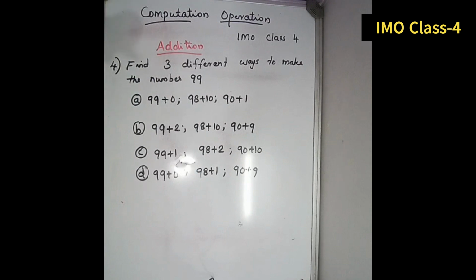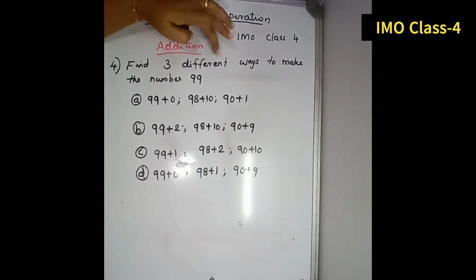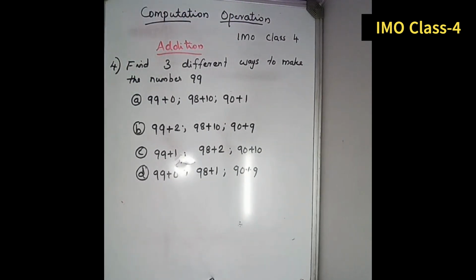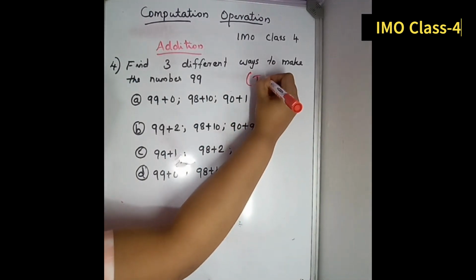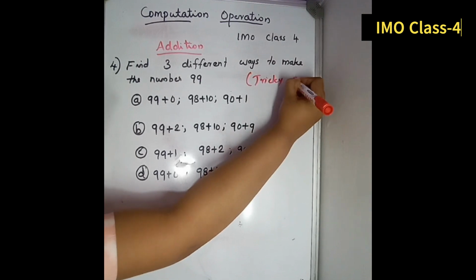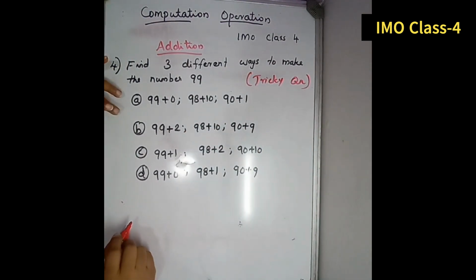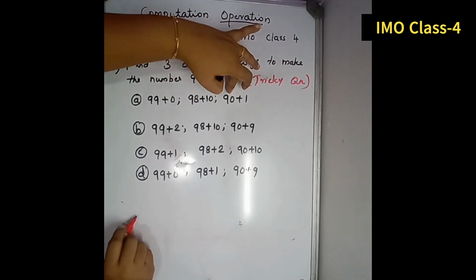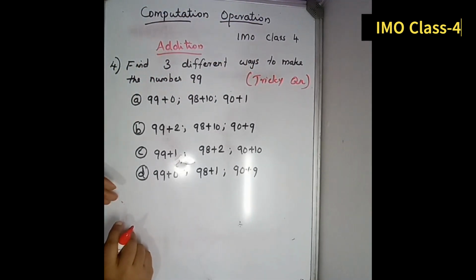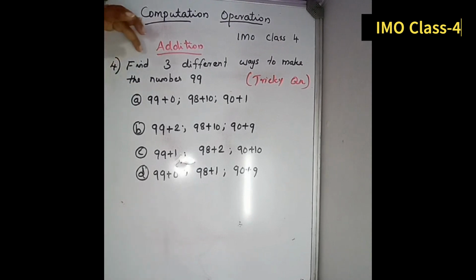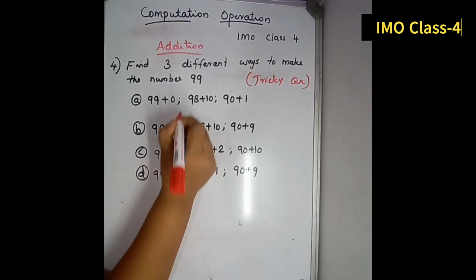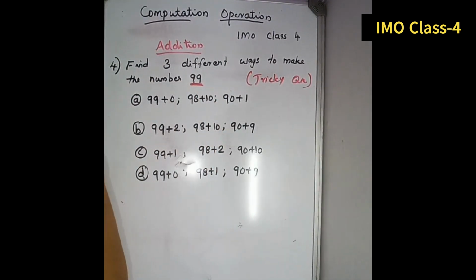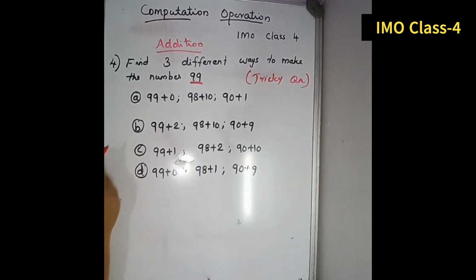The fourth question is: find 3 different ways to make the number 99. This is a tricky question. Our options are 99 plus 0, 98 plus 10, 90 plus 1. Like that we have 4 options. So we have to find 3 different ways to make the number 99. So let's check each option here.